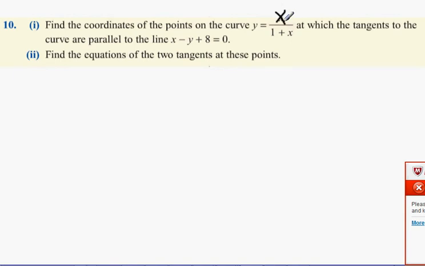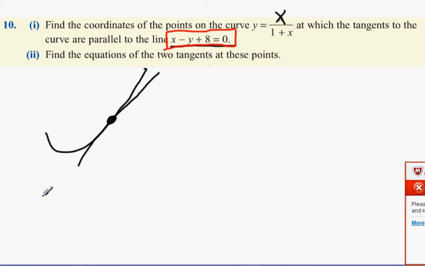Question 10. Find the coordinates of the points on the curve y equals x over 1 plus x at which the tangents to the curve are parallel to the line. So look, I have a curve, and I have a tangent, and what it says is this tangent is parallel to this line here. Now please remember, first derivative equals slope, correct? That's what we've learnt. First derivative is the slope. Now, we don't know the slope, but we know a line which has the same slope.